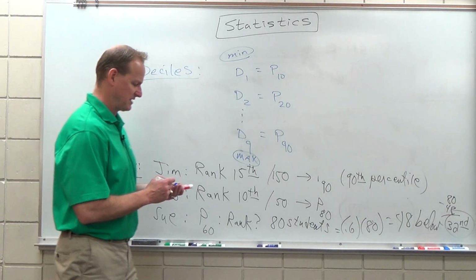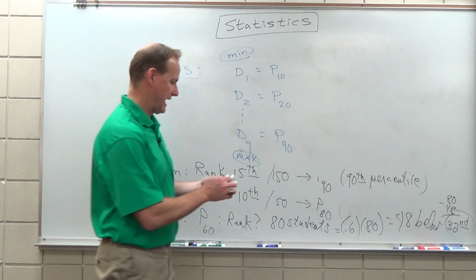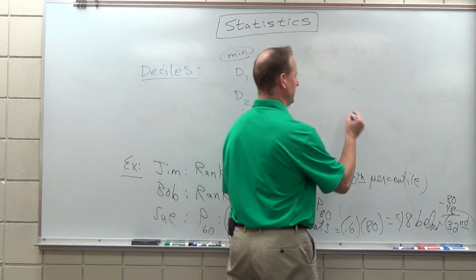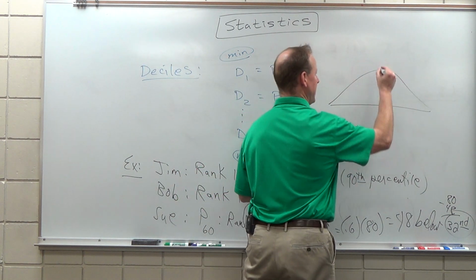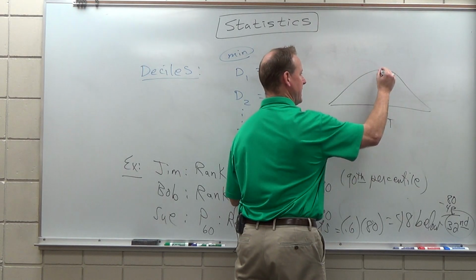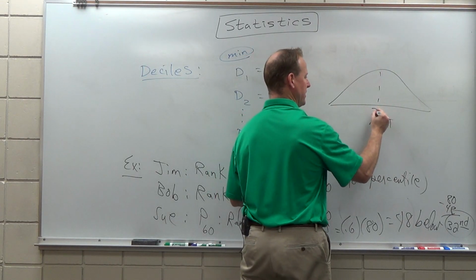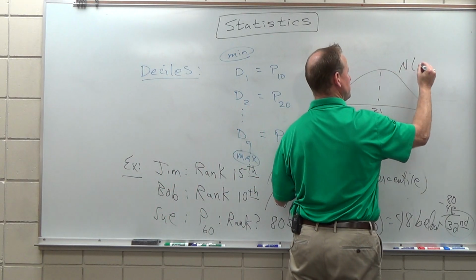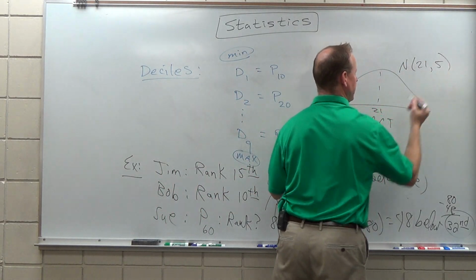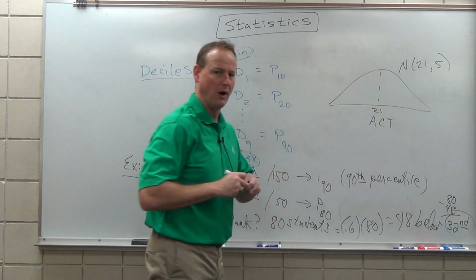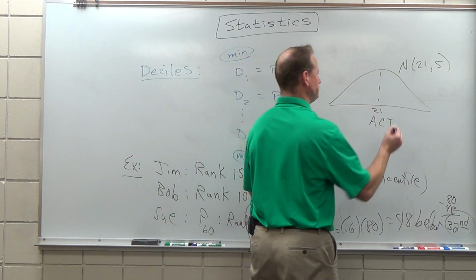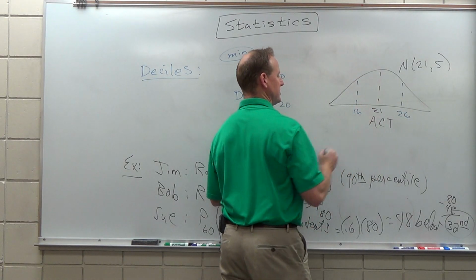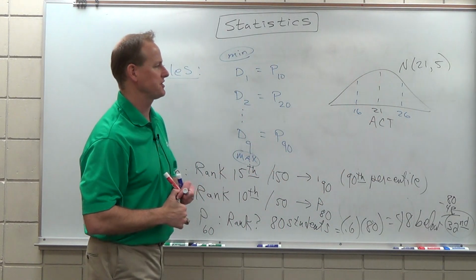And then last but not least, let's go back to our example with the ACT scores. If you recall that one, we had ACT scores from a previous couple of videos. We had 21 as the mean. We said this was a normal distribution with a mean of 21 and a standard deviation of 5. So if we go one standard deviation away here, that's 26, and this would be 16. So I could ask a few questions here.